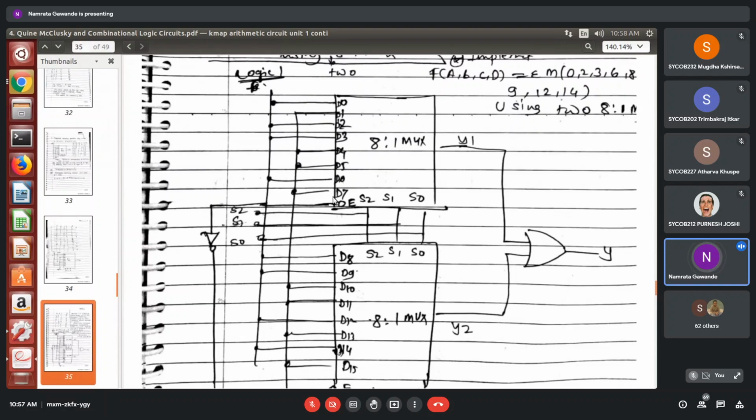Now in this case, at a time only one multiplexer IC should be active. In parallel, we cannot make the connection E equal to 1 to both the ICs. Okay, so if one IC is active, at that time the other IC will be deactivated. At that time it will be disabled. If this is enabled, this will be disabled.